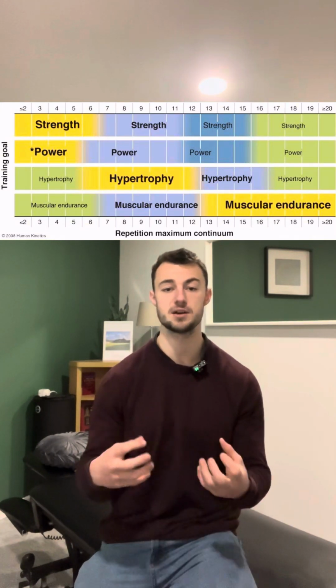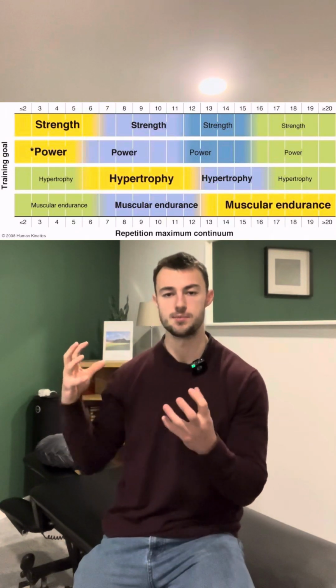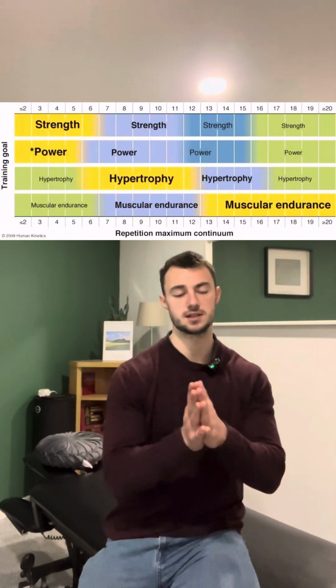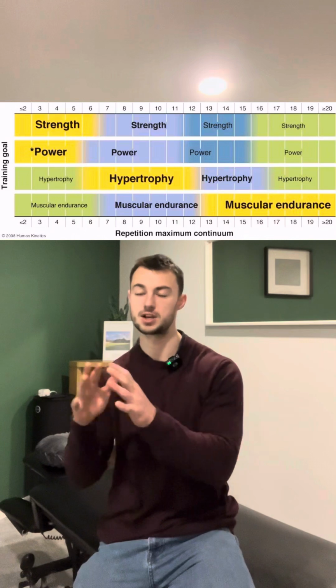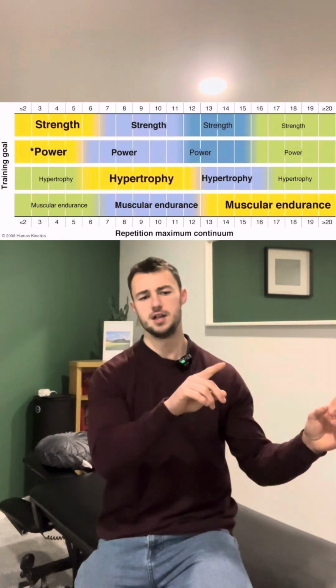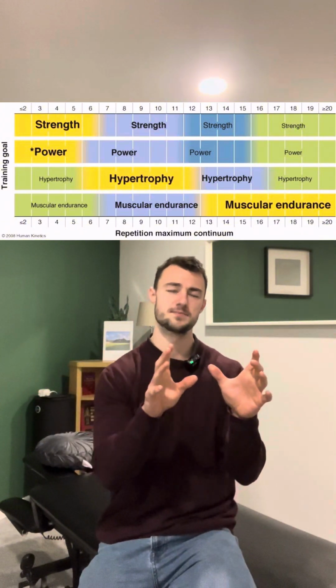So hypertrophy refers to muscle size. So if we want to get a bigger muscle or a better looking muscle in terms of the size of it and it's bigger and more robust, then that's what we call hypertrophy. Now hypertrophy is sitting anywhere from around 6 to 7 reps all the way up to around about 12, maybe 13 reps.